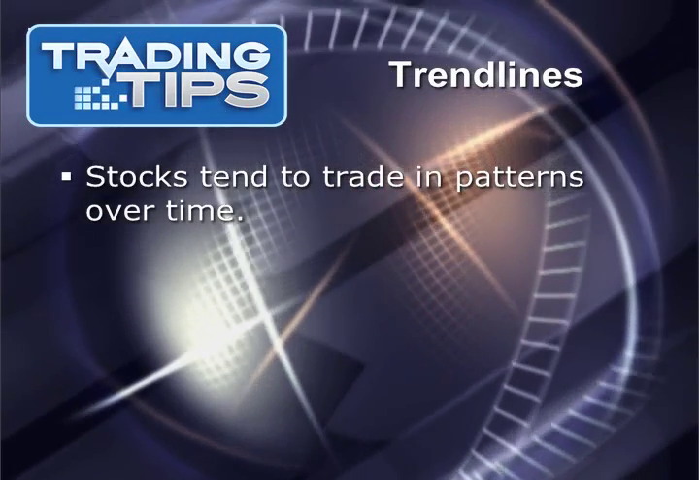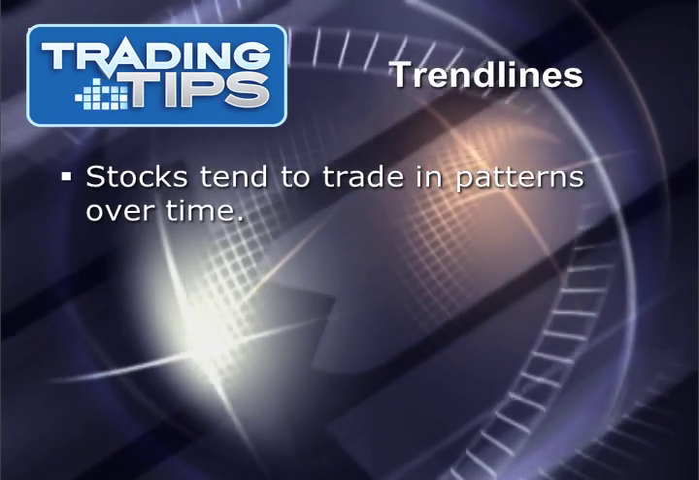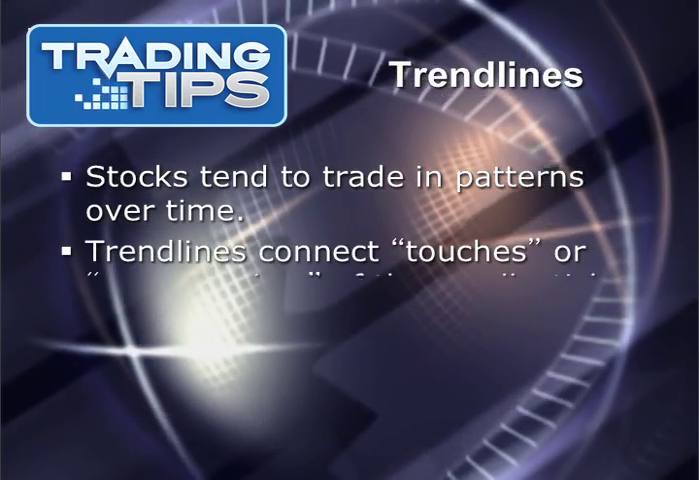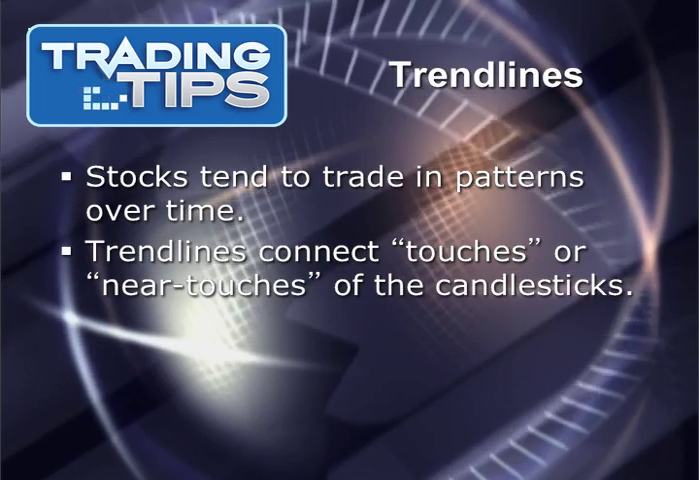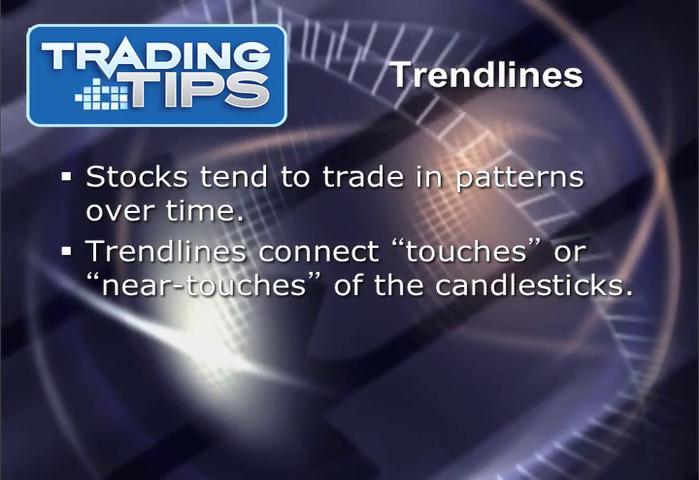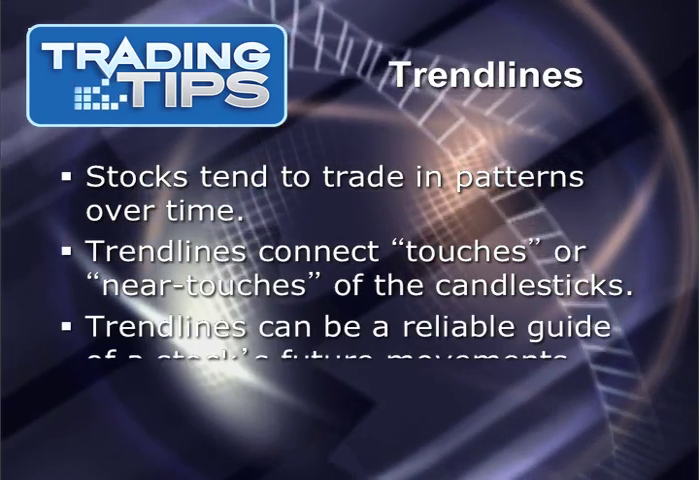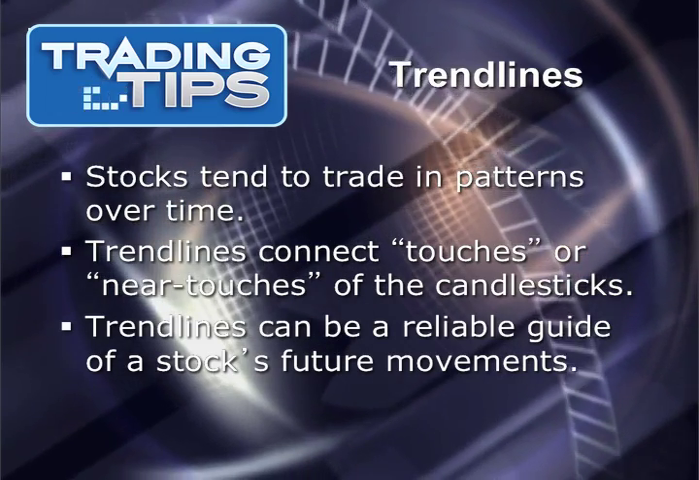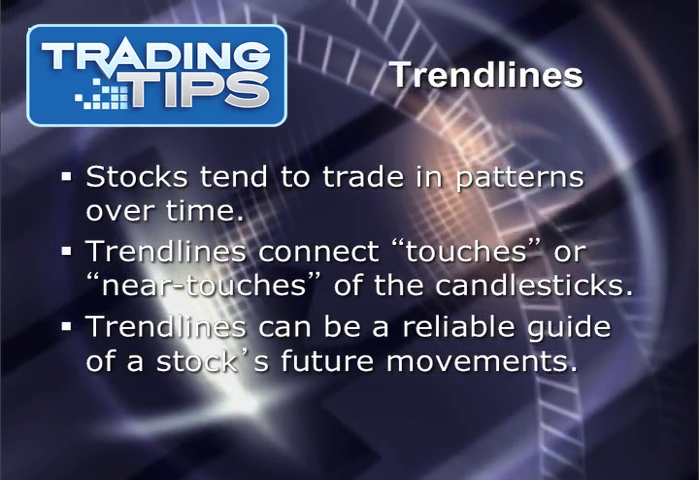Over a period of time, stocks tend to trade in patterns. Candlesticks tend to reveal these patterns. Trend lines can be drawn in by connecting the touches and near touches of the candlestick bodies and, less importantly, the wicks. These establish trend lines, and trend lines can be a reliable guide for a stock's future movements.